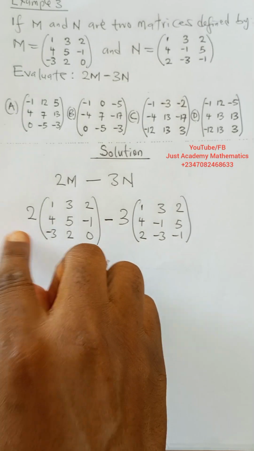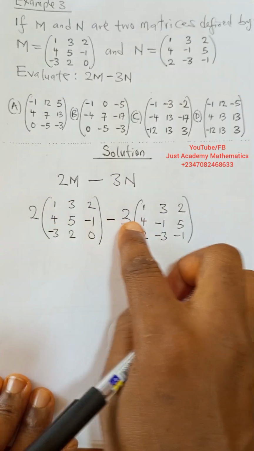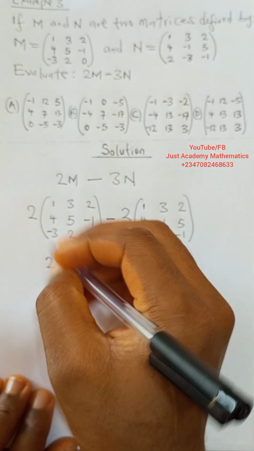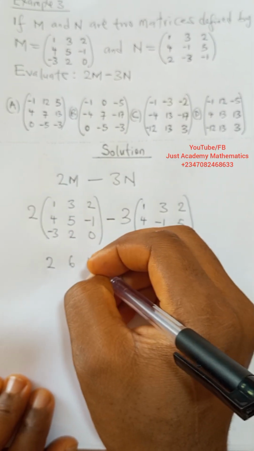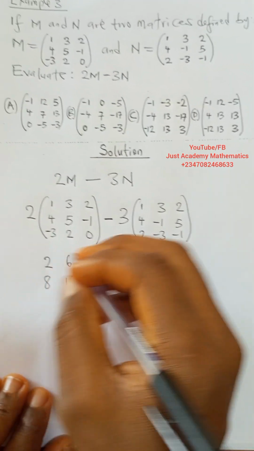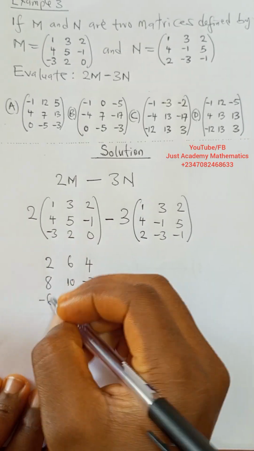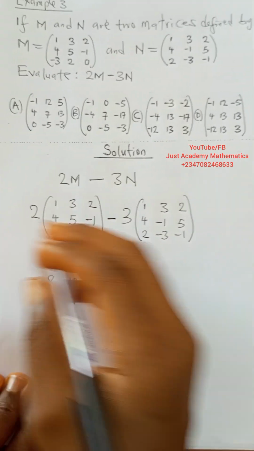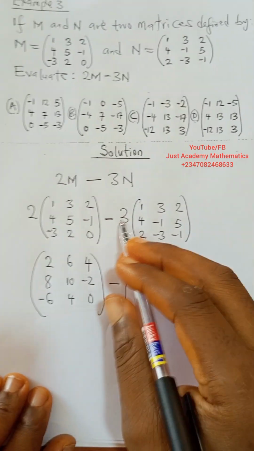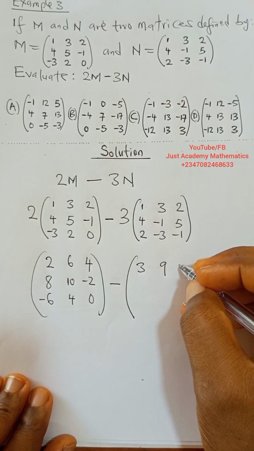So this is scalar multiplication. Use the 2 to times everything here. Use the 3 to times everything here, then you minus. So let's go. 2 times 1, 2. 2 times 3, 6. And then 4. 2 times 4, 8. 2 times 5, 10. 2 times minus 1, minus 2. 2 times minus 3, minus 6. 2 times 2, 4. 2 times 0, 0. Then minus, let's go. 3 times 1, 3. 3 times 3, 9. 3 times 2, 6.